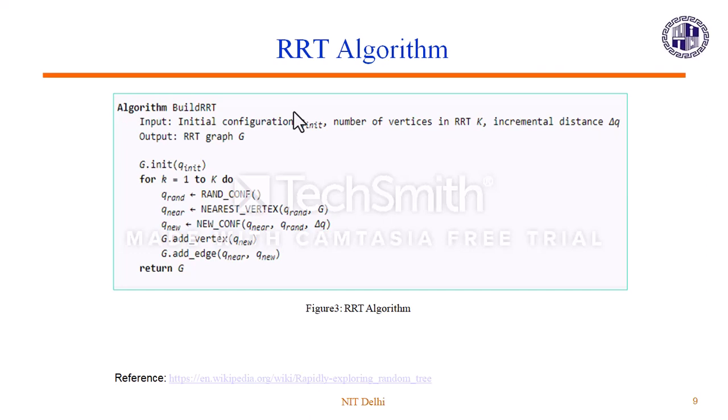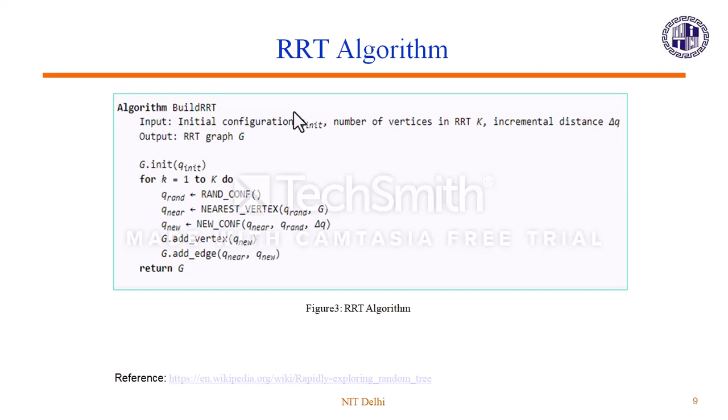The new configuration takes a new point along the direction of the random point and nearest vertex at a distance of delta q. If the point is not collided with the obstacle, then we add the new node to the existing node, and repeat the process until we reach the goal node.